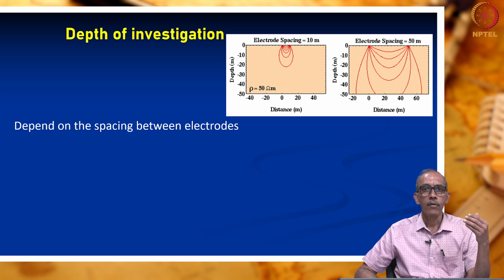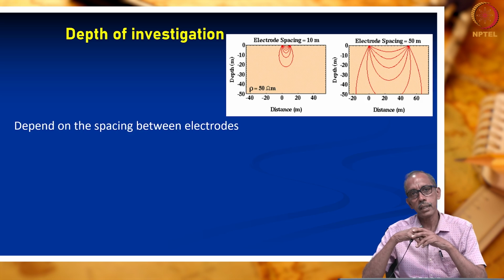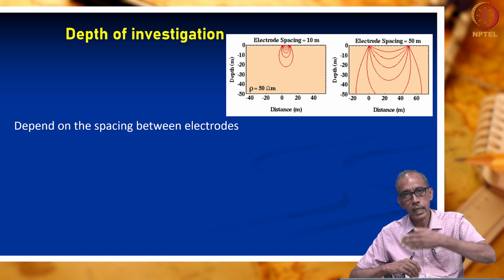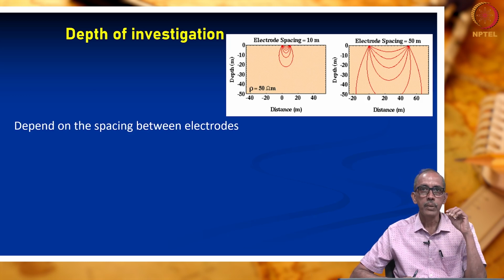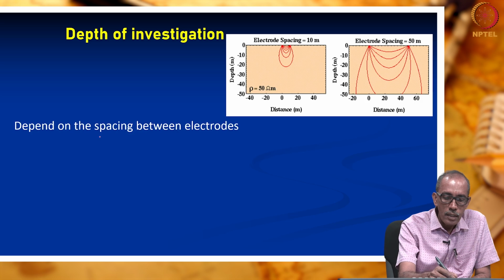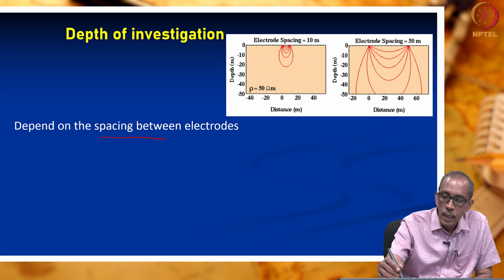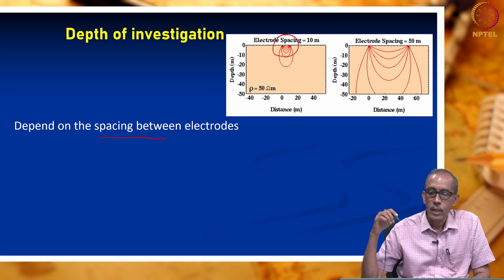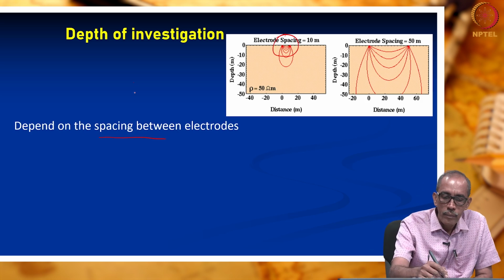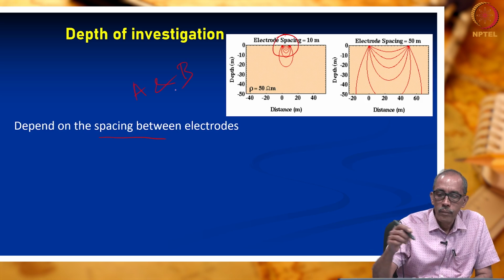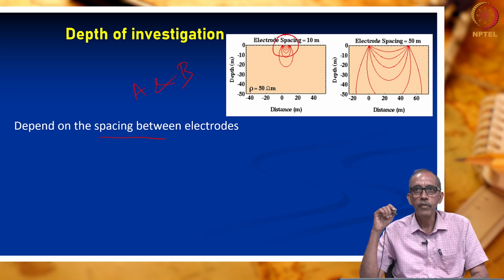Now, let us focus our attention to what will be the general depth of investigation as well as area of investigation beneath the profile along which we are arranging the electrode. Depth of investigation depend on the spacing between the electrodes. Here are 2 pictures. In the first picture, the distance between the electrodes are only 10 meters, especially the current electrodes. Distance between A and B electrode is 10 meters. In the second case, distance between the electrodes is 50 meters.